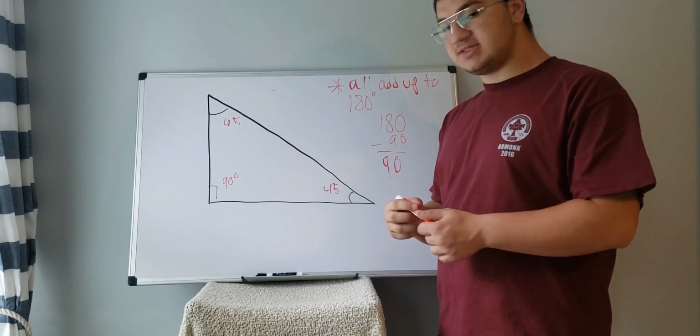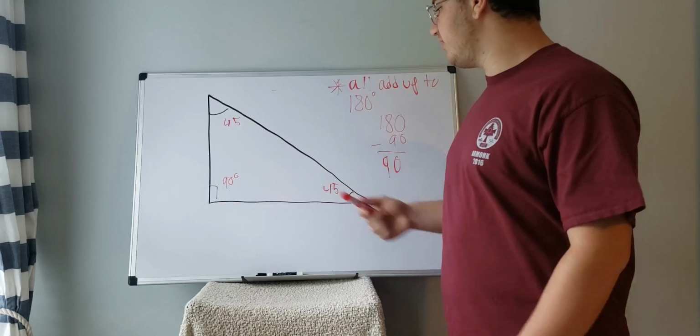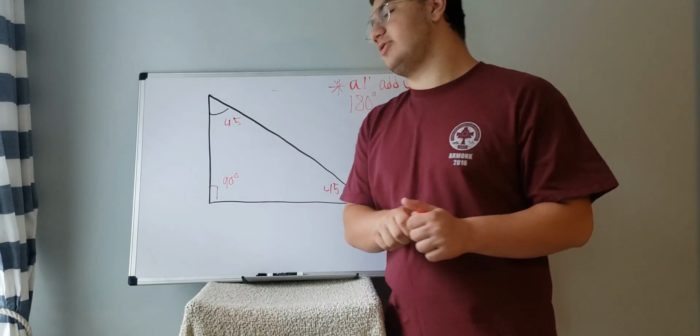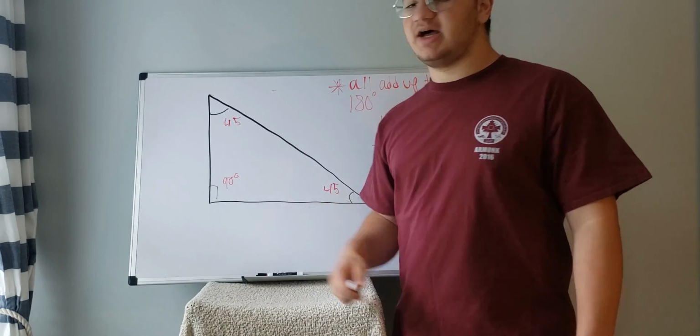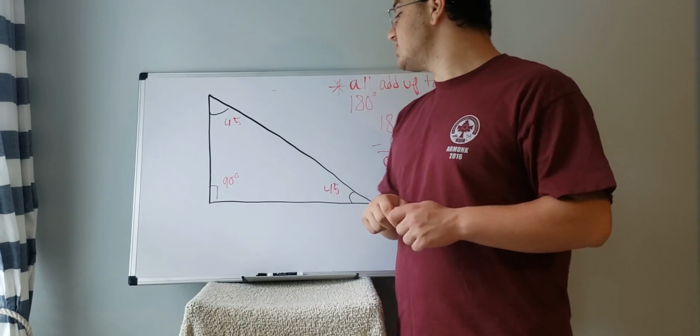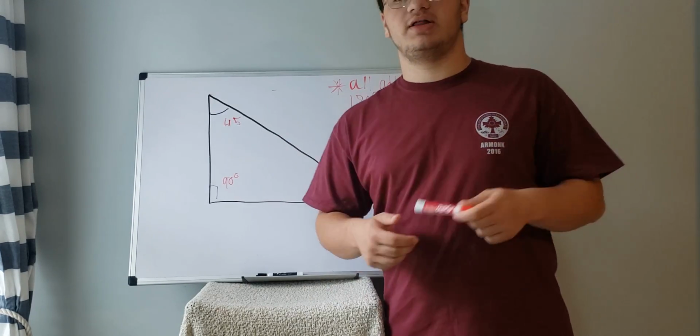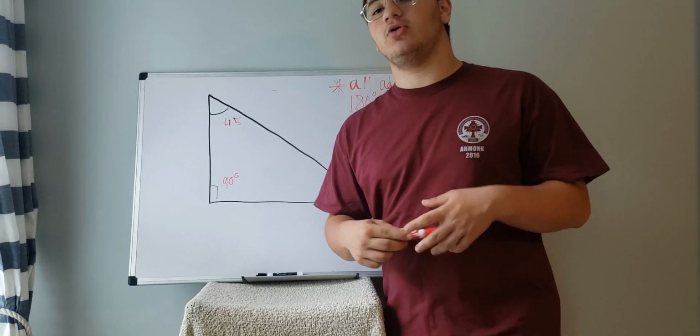Now, you can check this simply by adding up all three of these numbers, and you will get 180 degrees. Because 45 plus 45 is 90. 90 plus 90 is 180. So that's for a right triangle. Let's see what we got for an isosceles triangle, which is the next explanation.